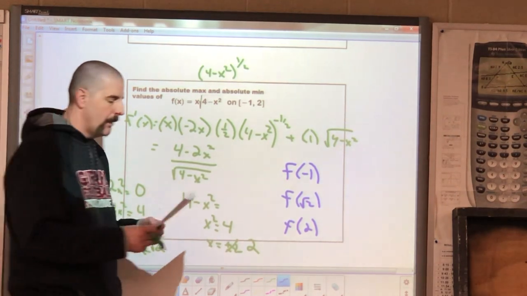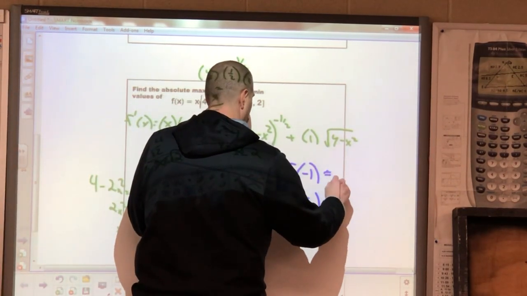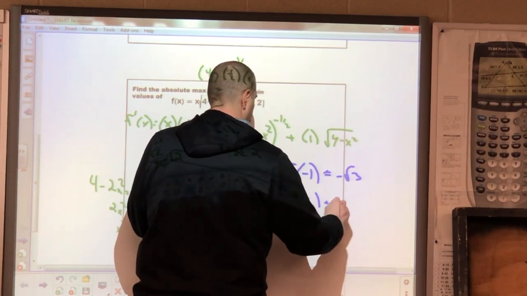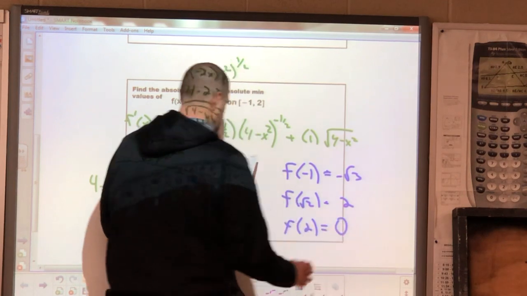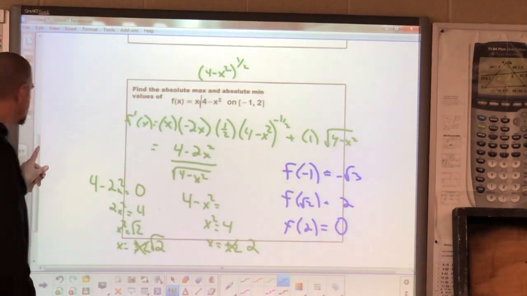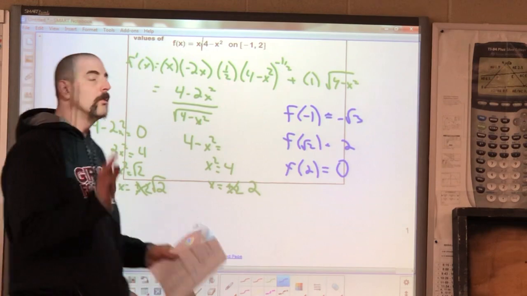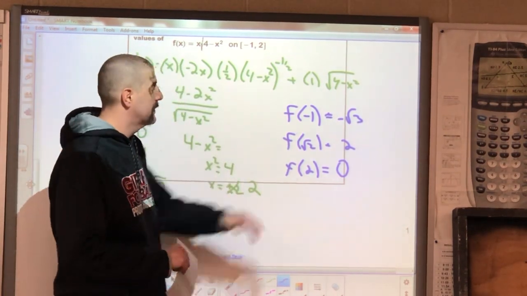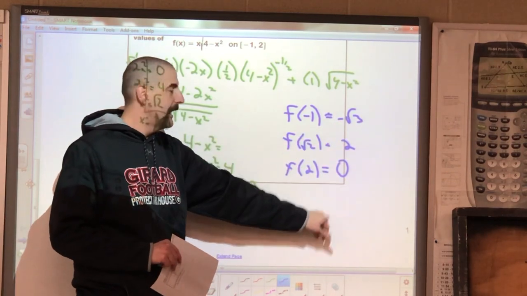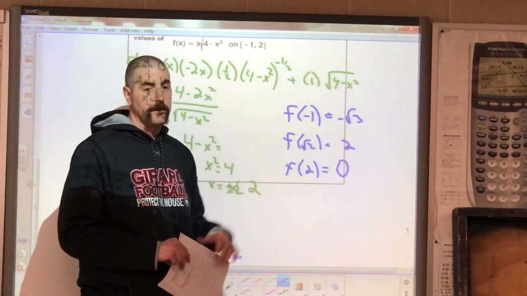Okay, welcome back. When you do that, you're going to get f of negative 1 is negative square root of 3. f of square root of 2 is 2. And f of 2 is 0. So, what does that mean? Well, we're only looking for absolute maxes. So we want the highest and the lowest points. This is definitely the lowest because it's negative, and this is definitely the highest because it's bigger than 0.